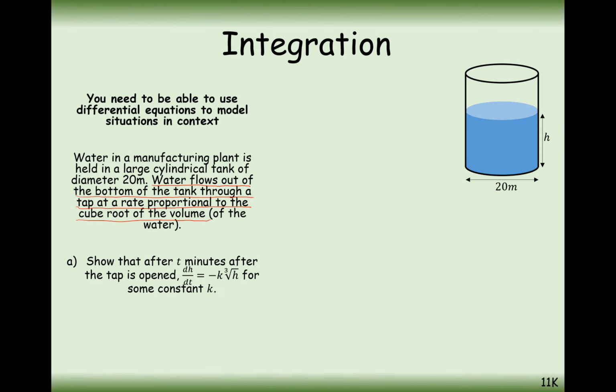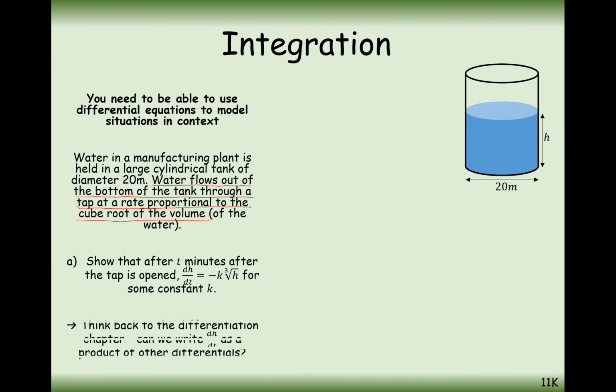So what we're going to do now is think back to that differentiation chapter we worked on, the hard differentiation chapter, where we had to link different differentials together to get another differential. In this case, what we're looking to get is dH by dt. Now what differentials could we use here? Well, we could use dV by dt.